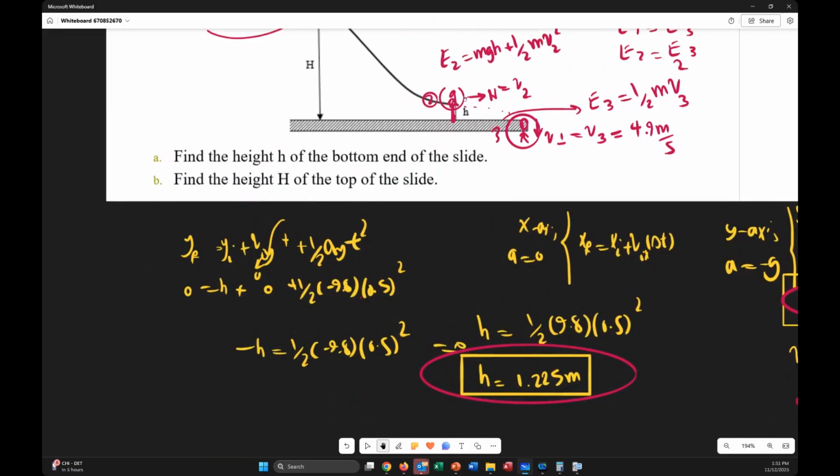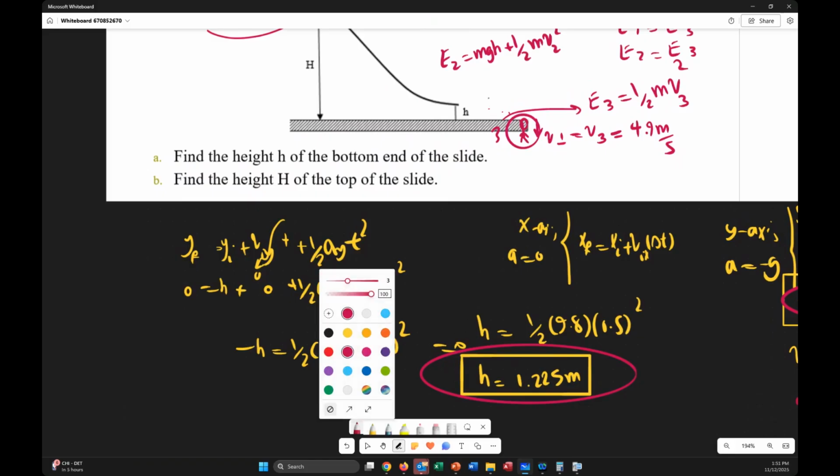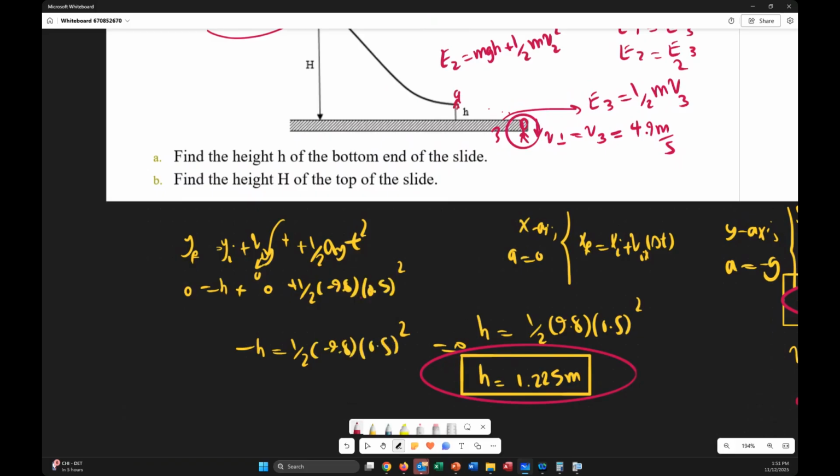Because at this point I assumed it's kind of horizontal, but if it's not horizontal, the person, when reaching here, will have horizontal velocity. The vertical velocity is 0. And yf equals yi plus 1/2 times negative 9.8 times t squared, H equals 1/2 times negative 9.8 to the power of.